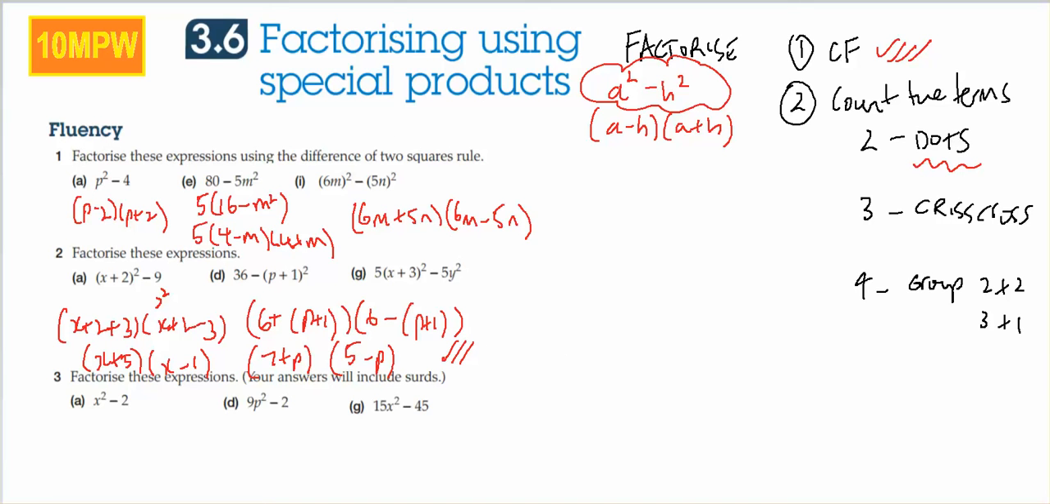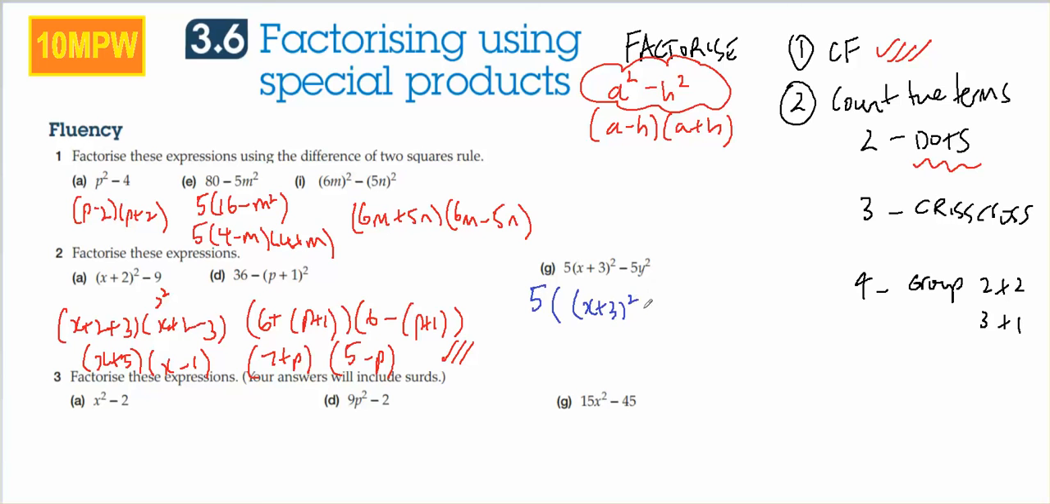And in the third example, I've got a common factor of 5. So remember, always take out common factors first. 5 outside of bracket x plus 3 all squared minus y squared. And I can see my difference of perfect squares inside here.